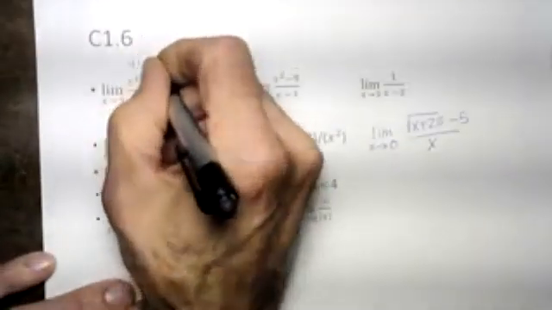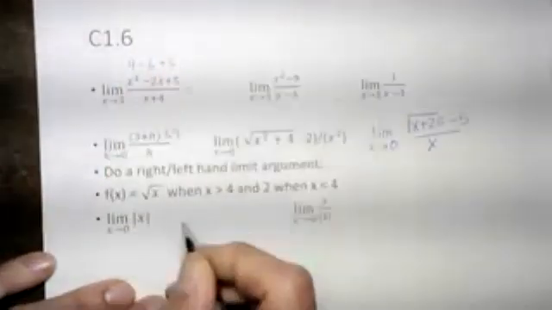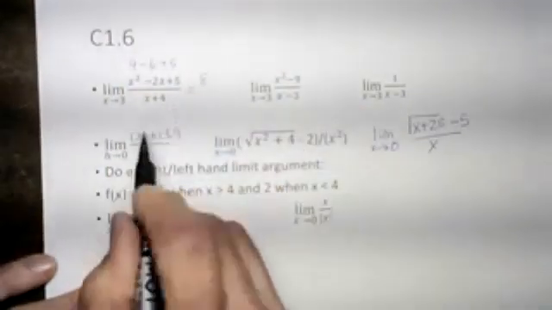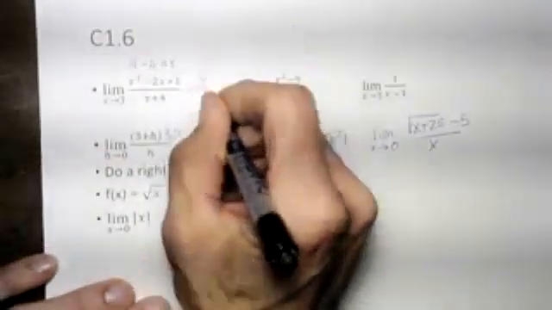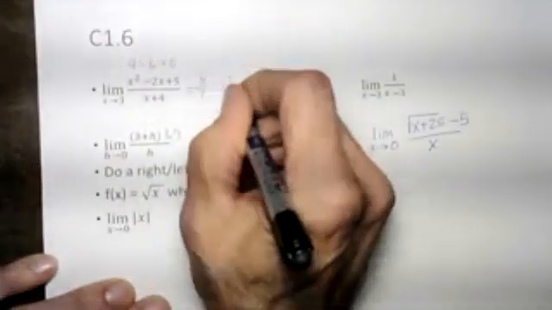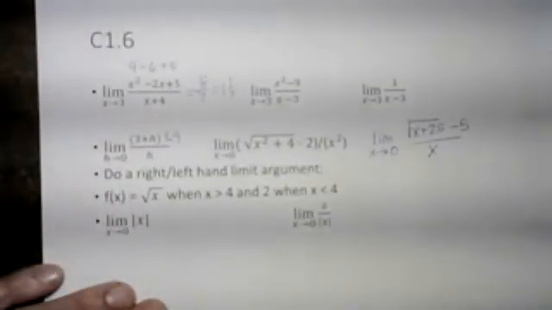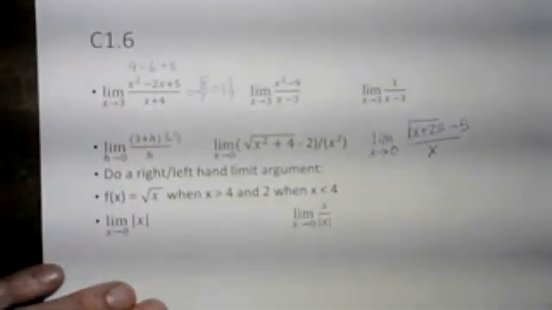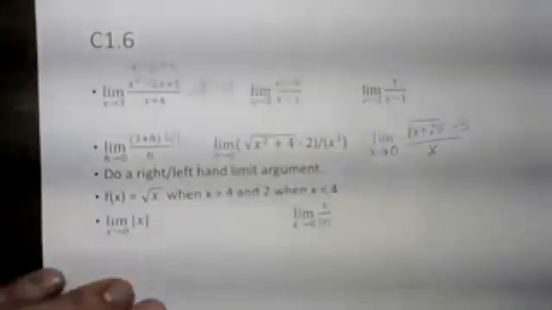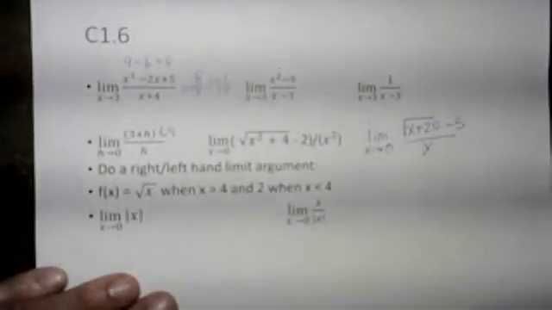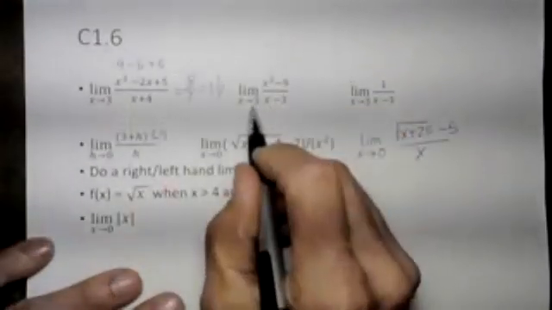This would become 9 minus 6 plus 5, which I think is 8. My brain is working. 3 plus 4 is 7. So there you have 8/7 is the limit as x gets closer and closer to 3. Everybody with me on that? Okay. How about this one?